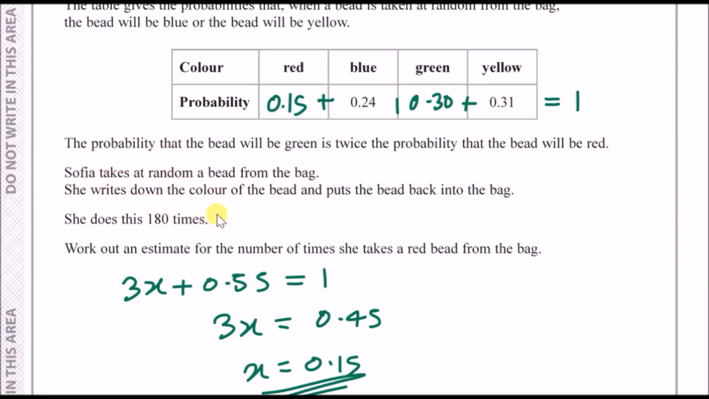Now she writes down the color of the bead and puts the bead back in the bag. So in other words, you take it once and she drops it back in. So that means the probabilities don't change. She does this 180 times. Work out an estimate for the number of times she takes a red bead from the bag.